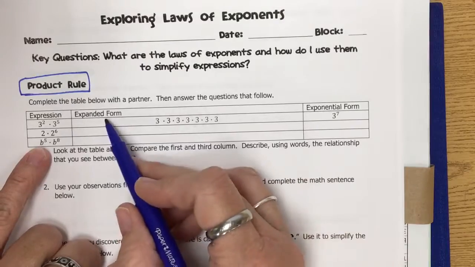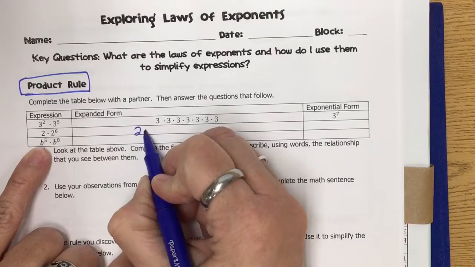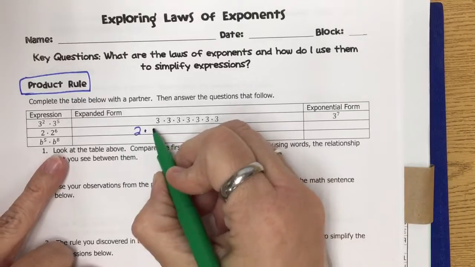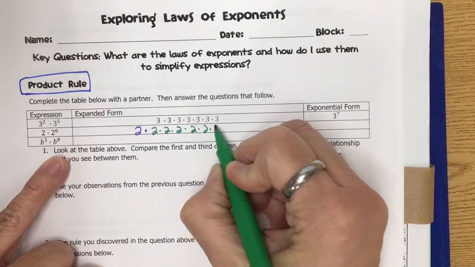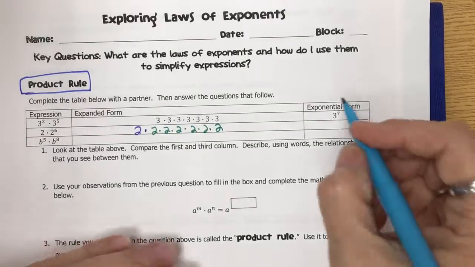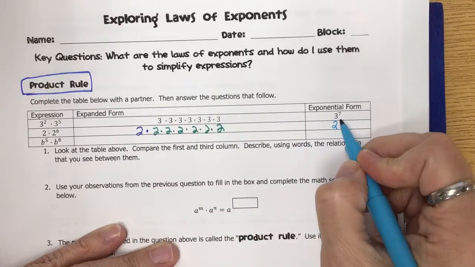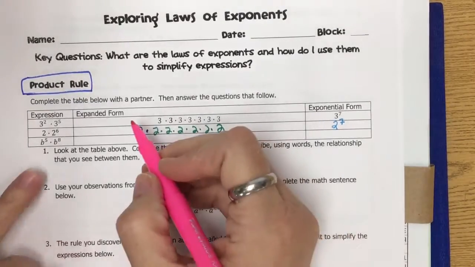So expanded form, this says that I have 1, 2. So I'm going to write down that 1, 2. Then it says I have 6 2's. So 1, 2, 3, 4, 5, 6. So if I were to write this in exponential form, I would write down my base, which is 2. And then how many 2's do I have? I have 7 2's. Then on the next one, it says that I have 5 b's.